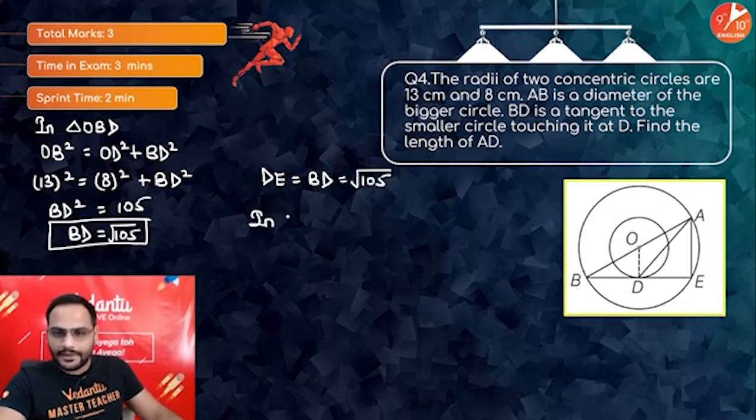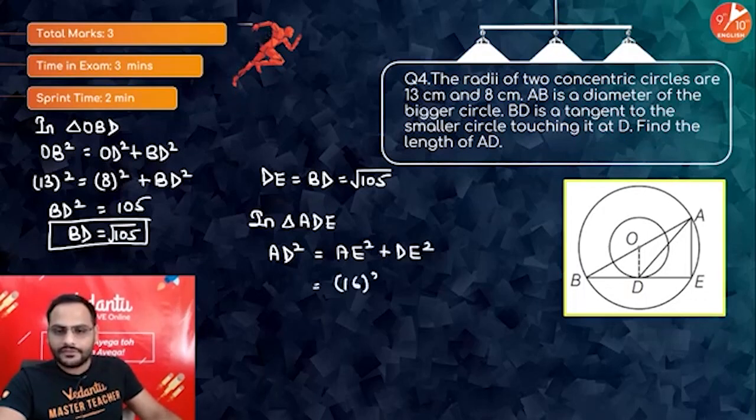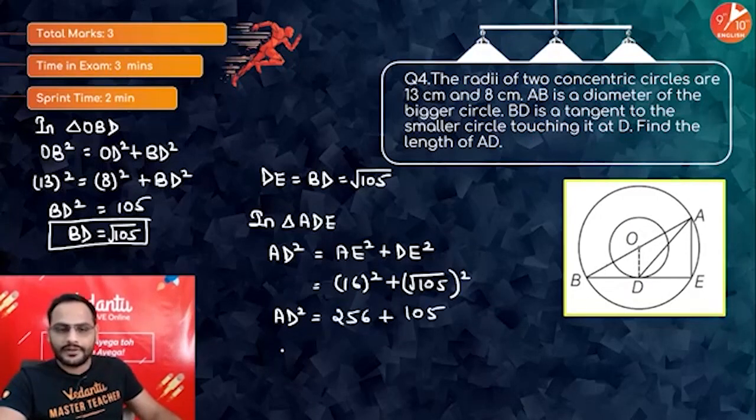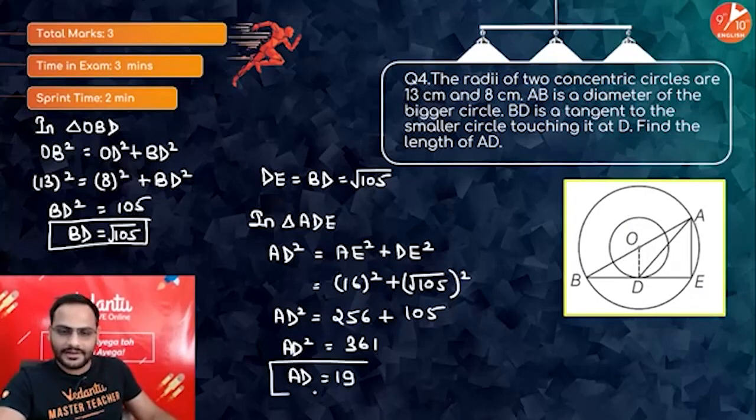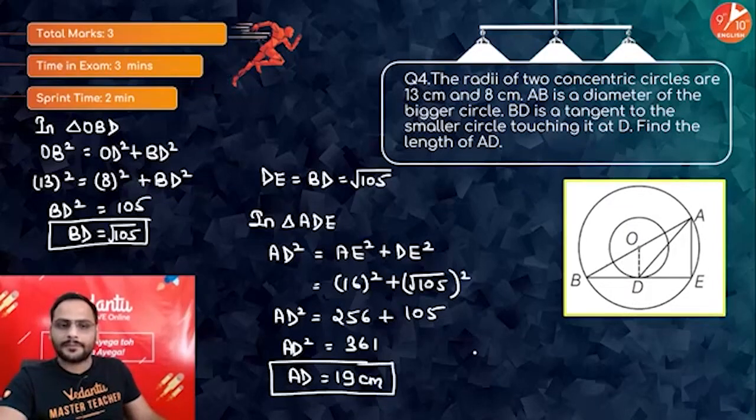So now we'll go for triangle ADE. And here I'll say AD square is equal to AE square plus DE square. So that is 16 square plus square root of 105 whole square. So AD square, 16 square is 256 plus 105, which is 361. 361 is the square of 19. So AD is equal to 19 centimeters. How nicely this question is solved, see.